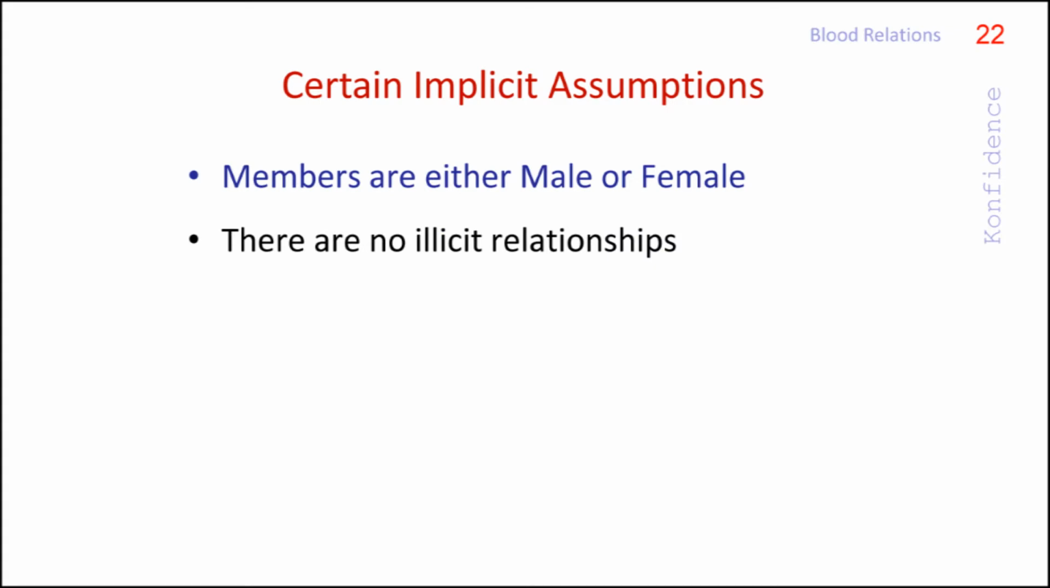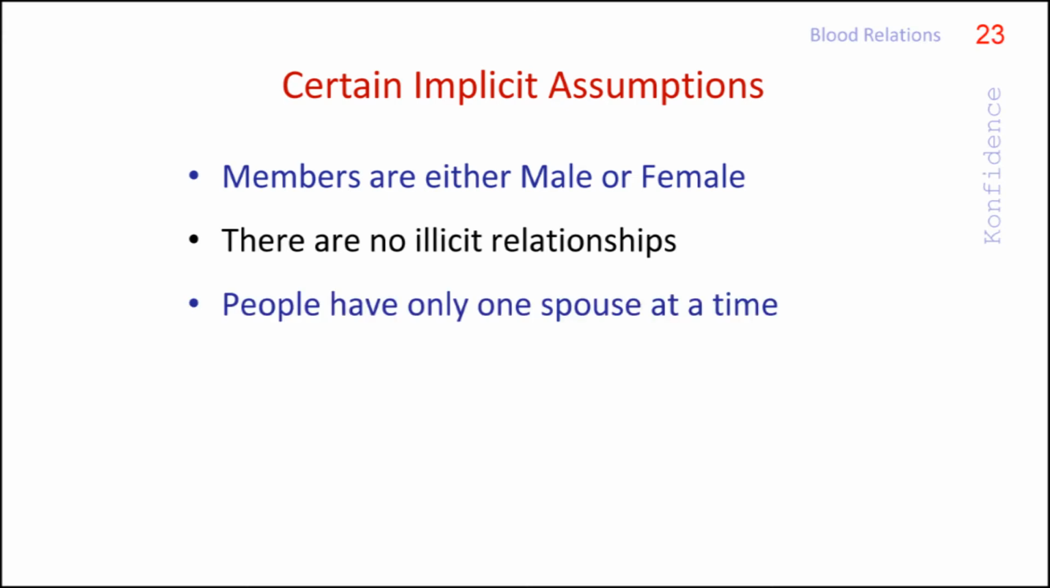We assume that there are no illicit relationships involved. That is, if it is given that D is the daughter of F, and if M is the wife of F, then we can conclude that D is the daughter of F and M and nobody else. If it is also known that B is the brother of D, then we can conclude that B is the son of F and M.